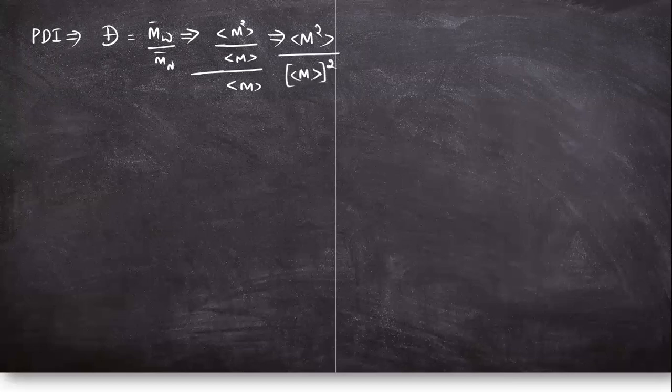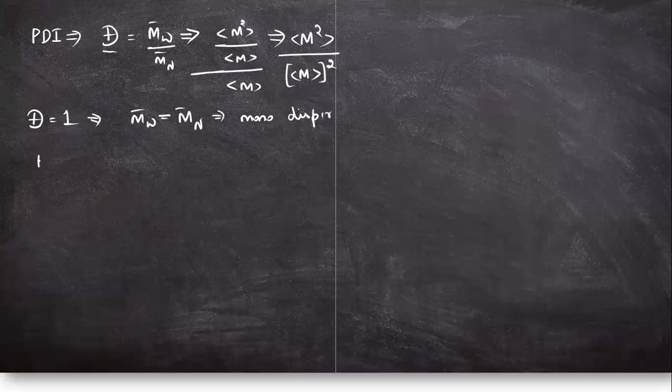So this is what PDI, that is polydispersity index. For a monodispersive system, we will simply call it D stroke, which will be equal to 1. At that time, M_w, that is weight average molecular mass, will be equal to number average molecular mass. This is for a perfectly monodispersive system.